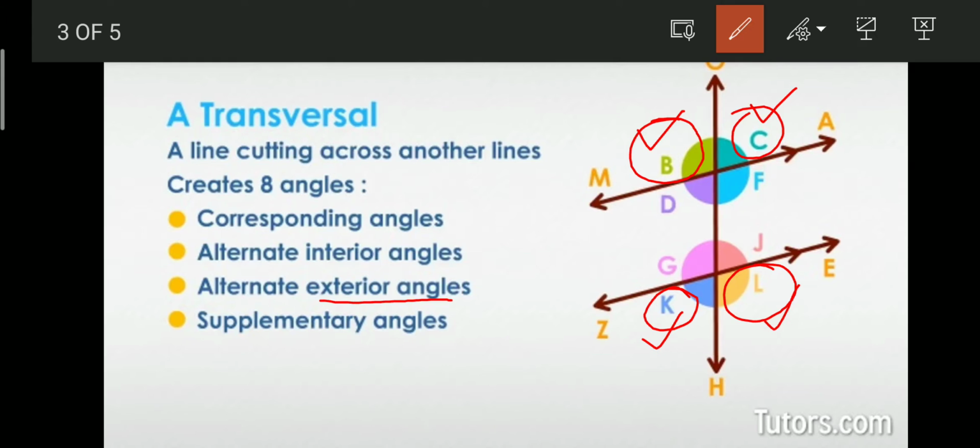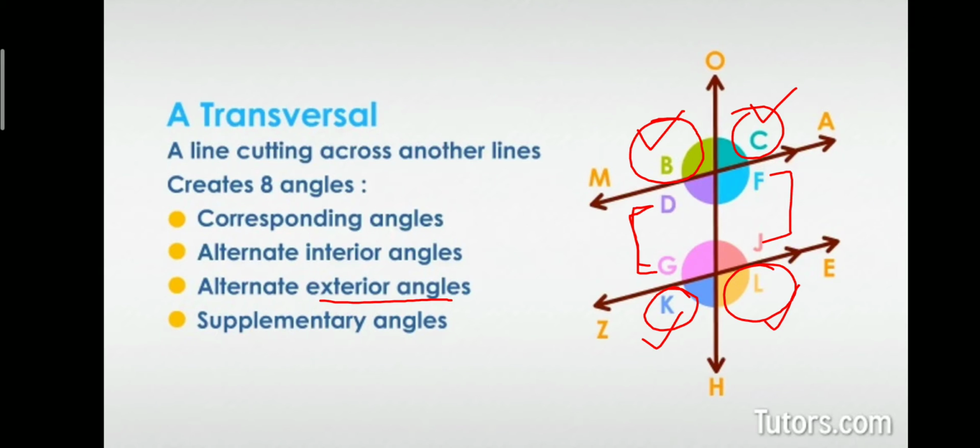And if we talk about co-interior angles, here we can see D and G, they both are co-interior angles. Co-interior angles mean interior angles on the same side. So here D and G are interior angles on the same side, so they are called co-interior angles. So F and J are also co-interior angles. So this is all about the angles made when a transversal line cuts two or more lines at different points.